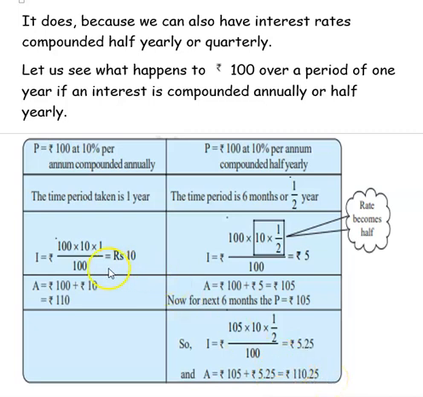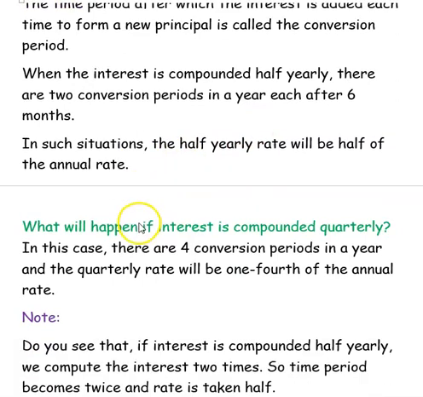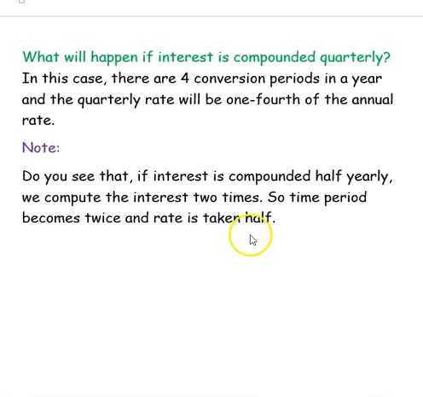So we understood the difference, how to find the interest when it is compounded annually and how to find the interest for 1 year if it is compounded half yearly. When interest is not compounded annually, the time period after which the interest is added each time to form a new principal is called the conversion period. So whenever you are adding a new principal, you call it the conversion period. When the interest is compounded half yearly, there are 2 conversion periods in a year, each after 6 months. Okay, so now what will happen if the interest is compounded quarterly?